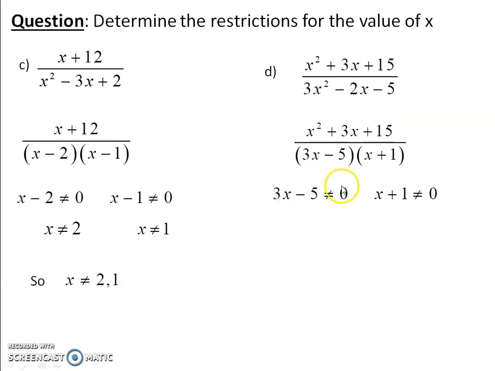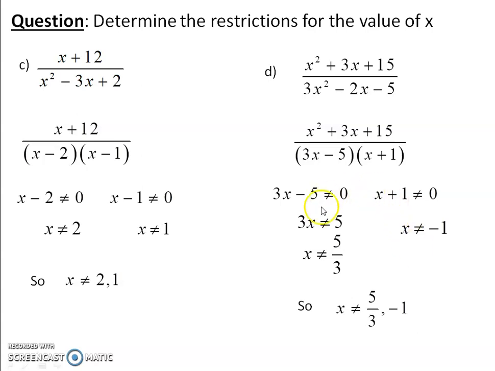I'll have to bring the negative 5 to the other side and then divide by 3. And that means that this restricted value is that x can't be 5 over 3. And it's all right if my restricted value is a fraction. In this case, when I isolate my variable, I get negative 1, and it's okay if my restricted value is negative. So those are my two restricted values here.